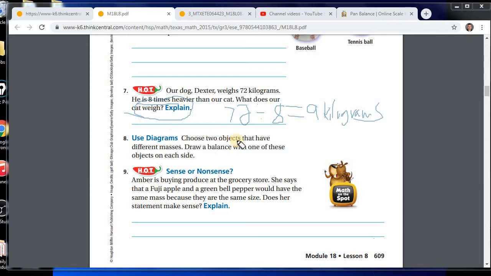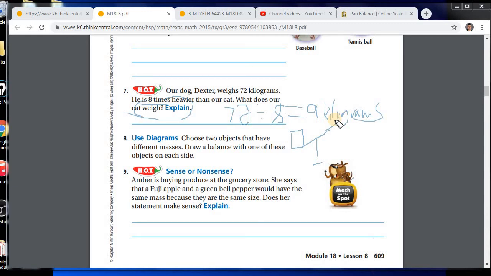So the next one is you're choosing 2 objects that have different masses. Draw a balance. So draw a simple balance beam. We'll draw it like that. And I would put here maybe an object that has a greater mass, maybe a can of soup, and maybe here a pencil. Okay, and I have to show that it's not balanced because the can of soup would have more weight. Your pictures are going to vary, so long as you have the one with the heaviest mass down and an object on the other side of the balance that's lighter.